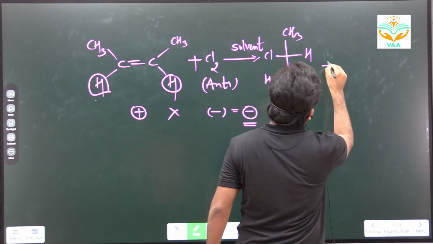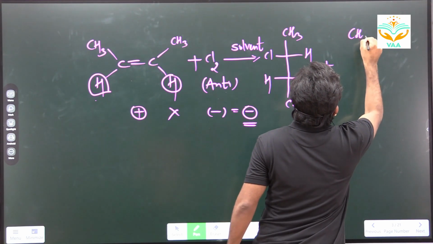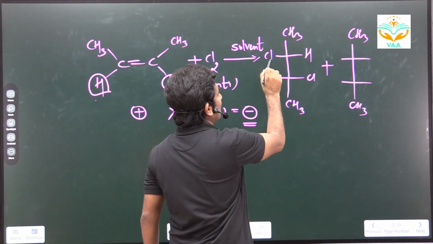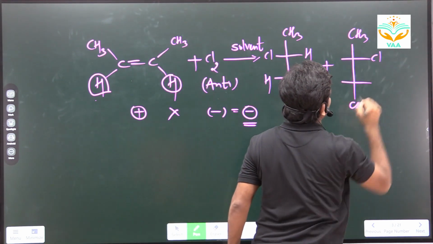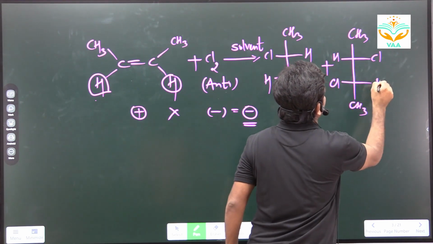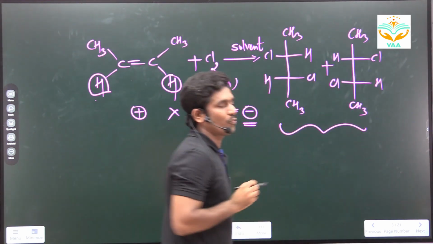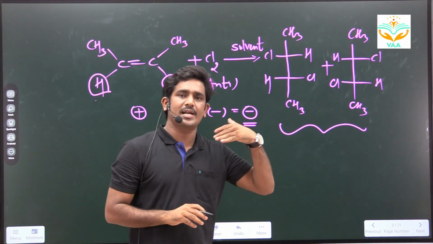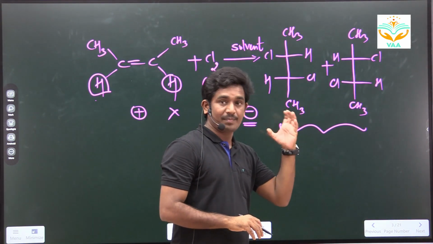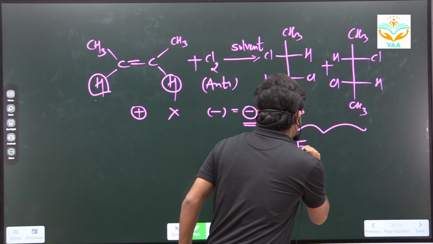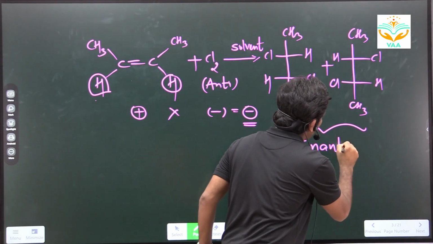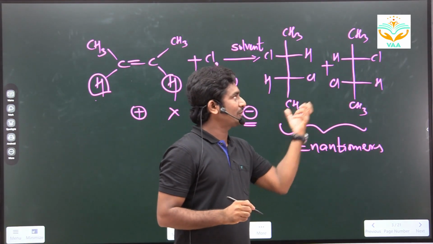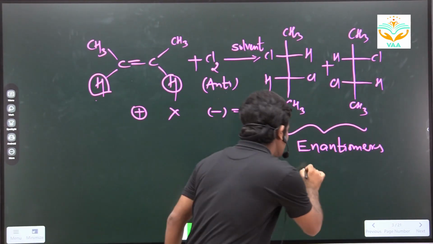What is the other product? Here you have written chlorine on the left side. Now on the right side, H and H. So what is the relationship between them? This is the final product, and the relationship you will study in stereoisomerism. The relationship between them is enantiomers. Equal amounts of enantiomers is called a racemic mixture.